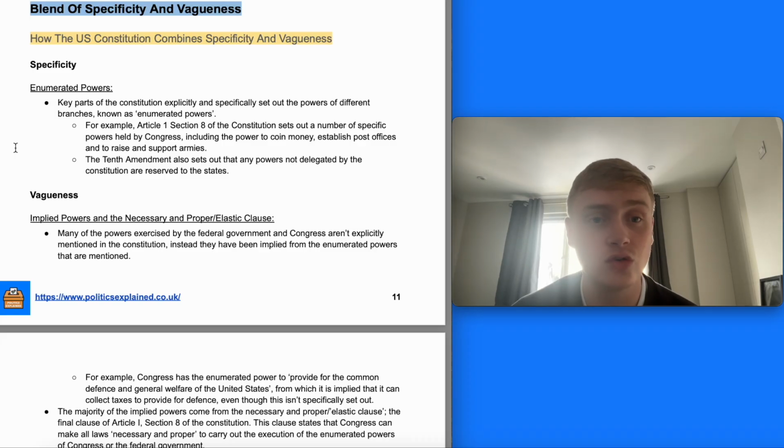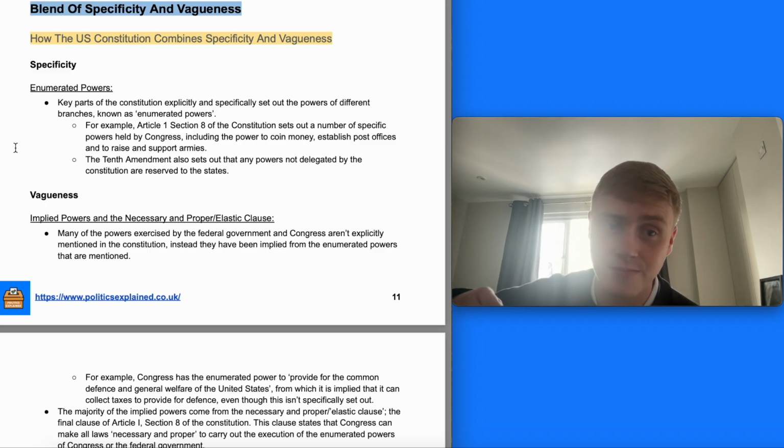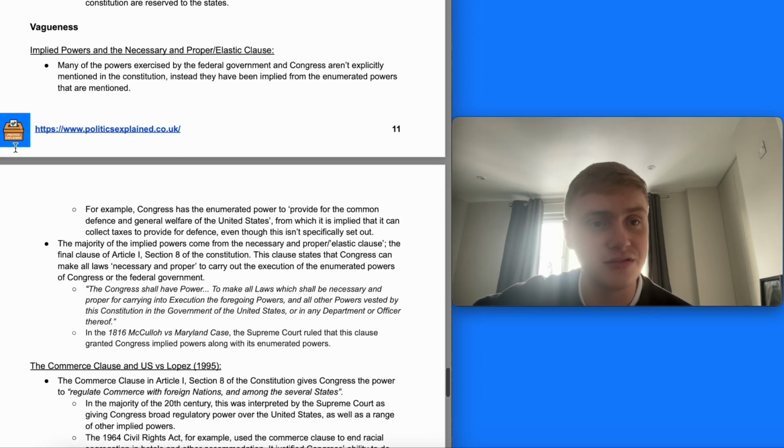These are known as enumerated powers. For example, Article 1, Section 8 of the Constitution sets out a number of specific powers held by Congress, including the power to coin money, establish post offices, and raise and support armies. The 10th Amendment also sets out that any powers not delegated by the Constitution are reserved to the states. But on the other hand, there are key elements of vagueness.